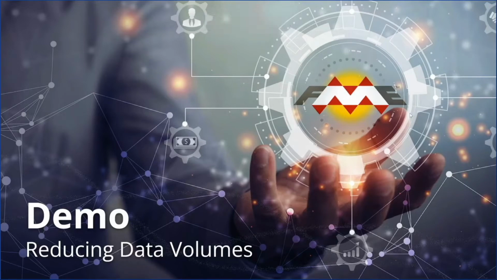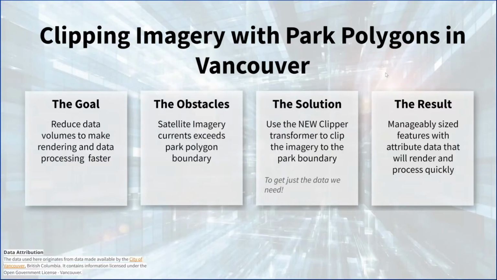The second demo I have set up for you is to reduce data volumes with clipping. So maybe you were working on a parks project and you had a big file of satellite imagery, but you really didn't need it all. You just needed the imagery that was contained in the parks themselves. So the goal here is to use FME's new Clipper transformer to clip an ECW satellite imagery file with a park polygon shapefile. And the result should be manageably sized files that will render quickly in the visual preview window and can be worked with in a much faster manner.